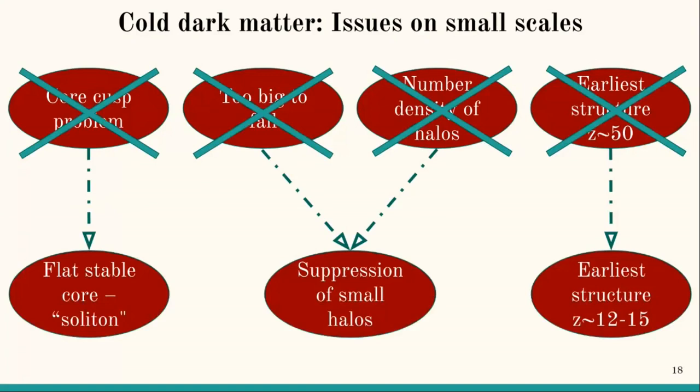So it has a flat stable core, which we call a soliton. Due to its quantum nature, you cannot form halos below a certain mass. And the earliest structures that form now with these FDM simulations are at redshift of 12 and 15, which are in line with what we have observed.